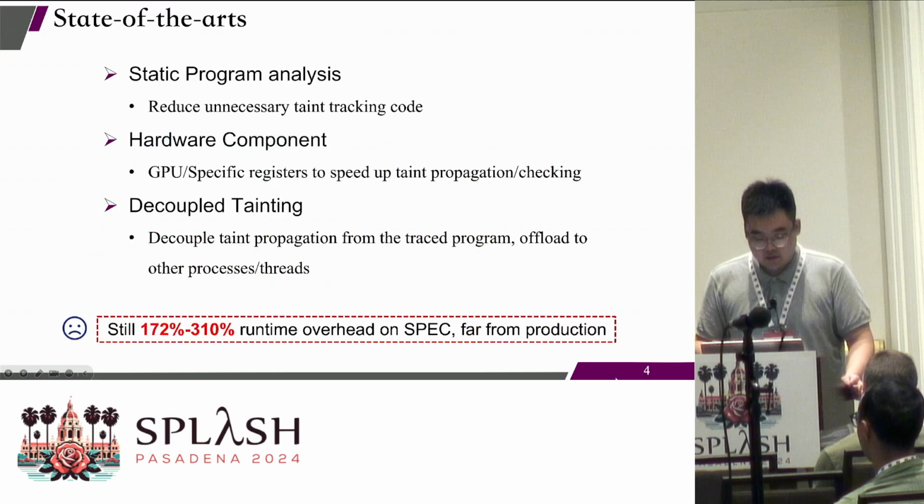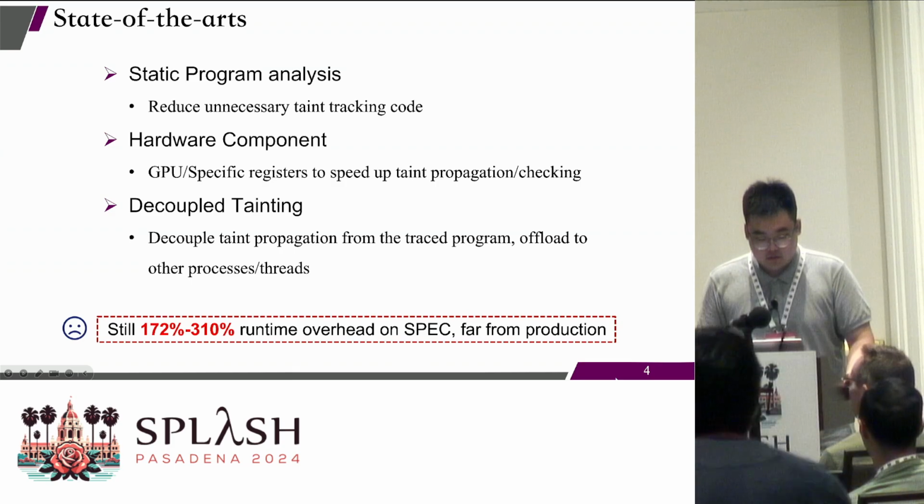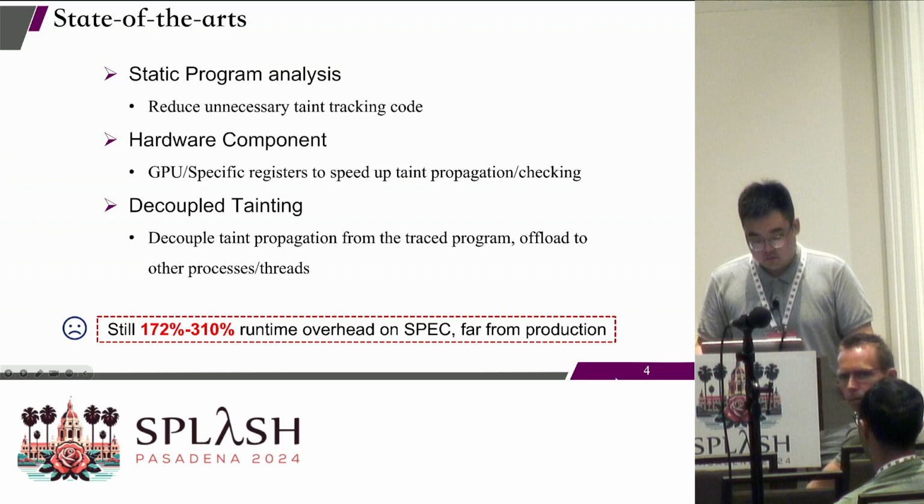To reduce the runtime overhead of dynamic taint analysis, existing works can be broadly categorized into three types. The first type utilizes program analysis to reduce unnecessary taint tracking code. However, due to the inherent limitations in soundness and completeness, the performance improvements are limited. The second type uses specialized hardware components to collect information and speed up the process of taint propagation. Such approaches, however, struggle to accommodate a wide range of taint analysis requirements.